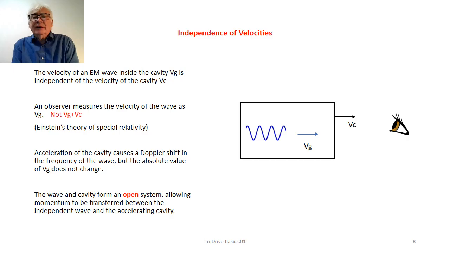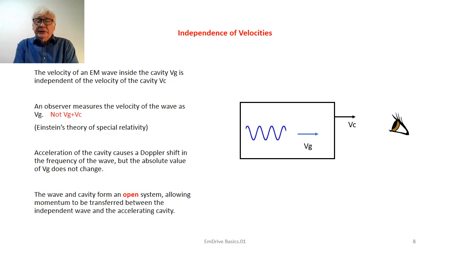And another way of looking at it is if you take it to the extreme and you assume that Vg is close to the speed of light, as indeed it would be if it was a large cavity, and imagine the cavity itself is coming towards the observer at half the speed of light, then the velocity of the electromagnetic wave itself would not be 1.5 c. It can't be. Physics doesn't allow anything to move faster than the speed of light.